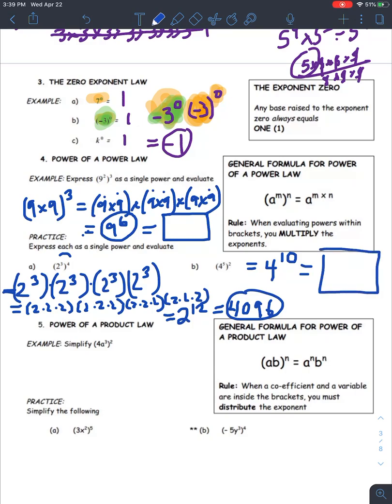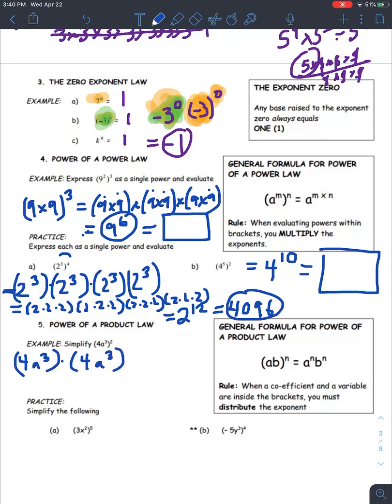Okay, power of a product law. Okay, now I got some letters in there just to kind of show that it doesn't really matter if they're numbers or letters. The same rules apply. So I'm going to do it the way I like it first. 4a to the power of 3 squared. So that means times another 4 times a to the power of 3.